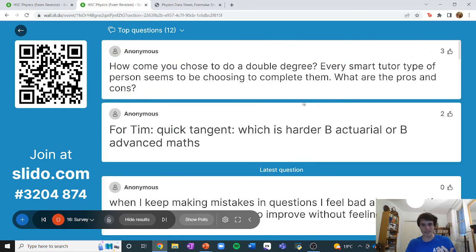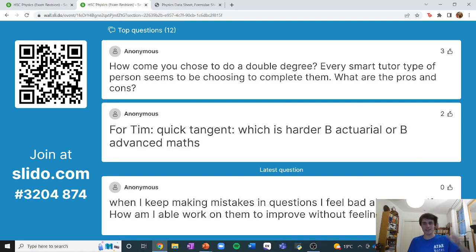Okay, why did you choose a double degree? Every smart tutor seems to be choosing to complete them. What are the pros and the cons? Okay, so the big pro obviously is that you get to do two different degrees. So you get a much wider scope, if you have different interests, you can do both of those interests. For me, I wanted to study maths because I really enjoy maths, but I wasn't sure, and I'm still not sure, that that's the kind of thing I wanted to do as a job. Whereas engineering is the sort of thing that I really enjoy, and also I can be employed as part of this.